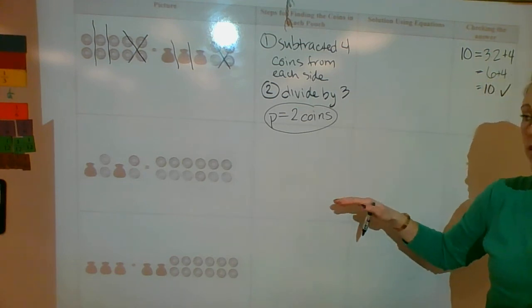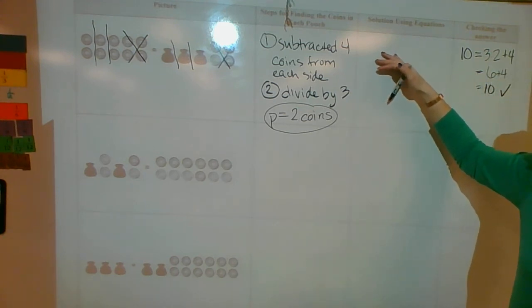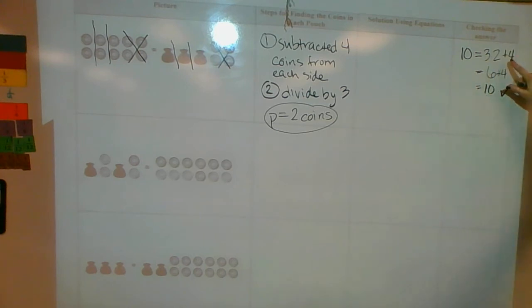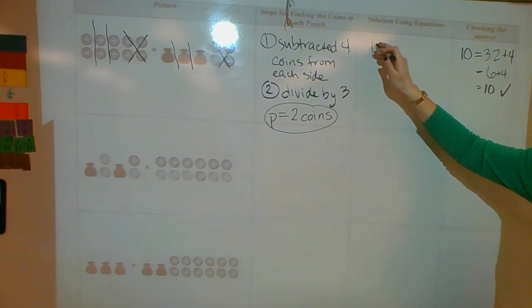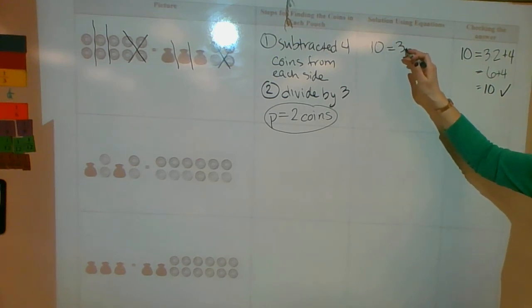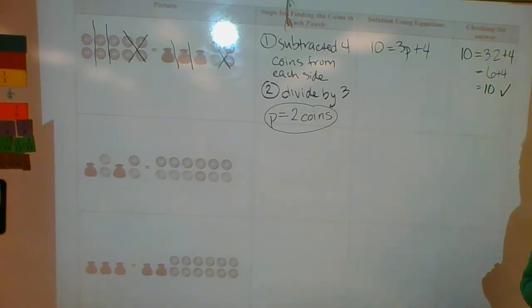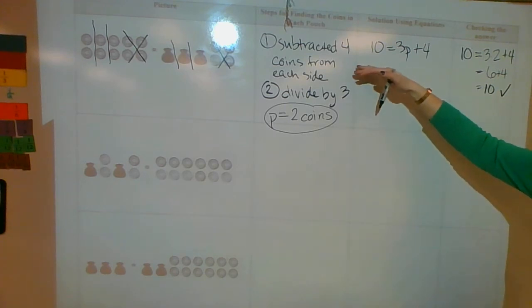Before you go to the next problem, what I'd like you to try and do today is to write an equation exactly like this one, but in terms of P for pouch. So my 10 coins equals 3 pouches plus 4 coins. And then I can just follow my steps as is.